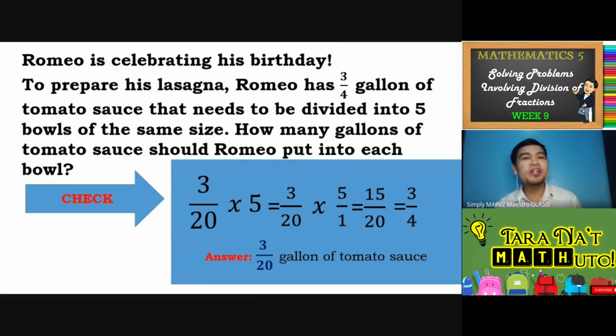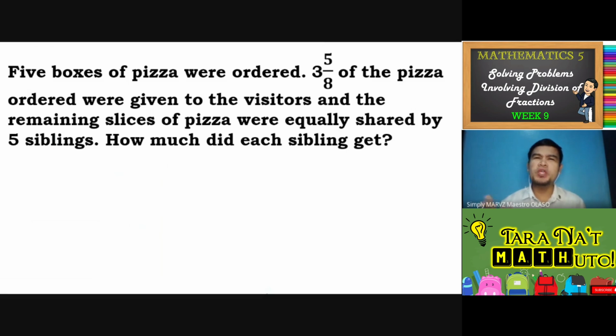And now for the second problem. What about if we have this kind of problem? 5 boxes of pizza were ordered. 3 and 5/8 of the pizza ordered were given to the visitors, and the remaining slices of pizza were equally shared by 5 siblings. How much did each sibling get?